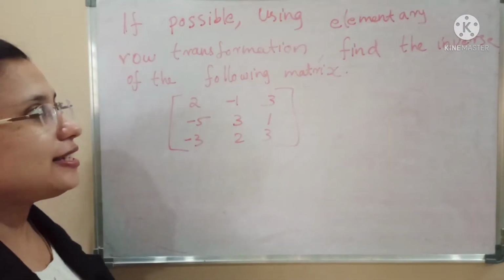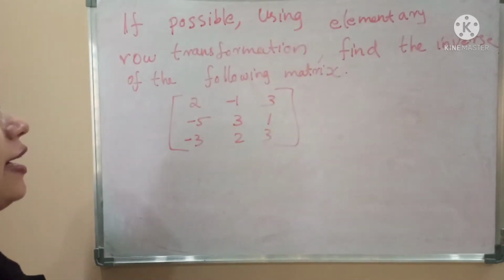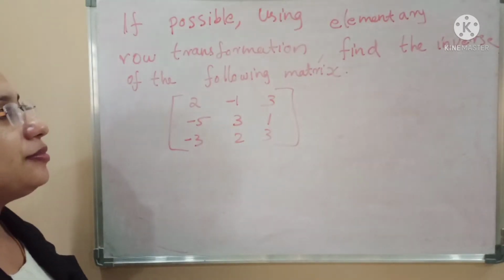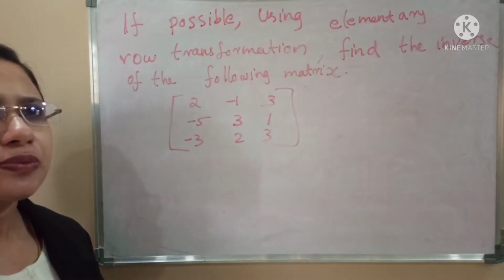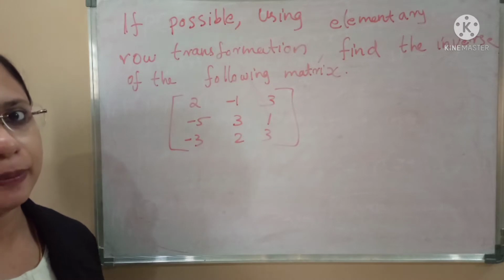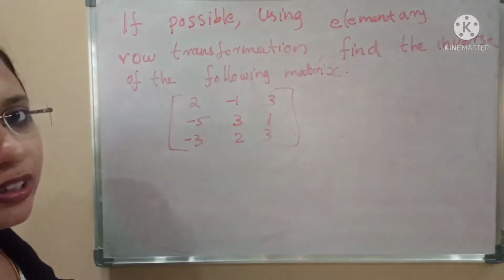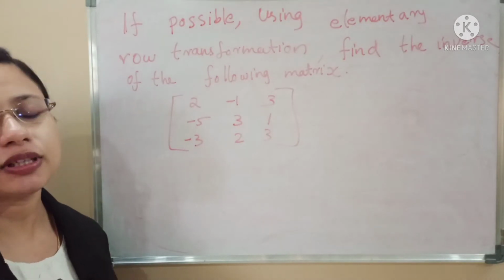Okay, so we'll see some elementary row transformation problems. This is very important. Very important means this will come for 4 or 5 marks definitely. You have to practice these kinds of problems, because definitely it will come in the exam.